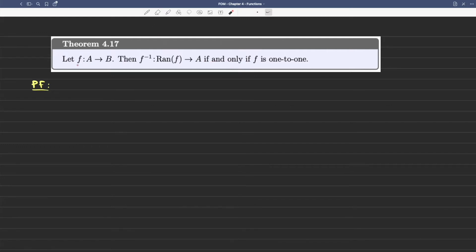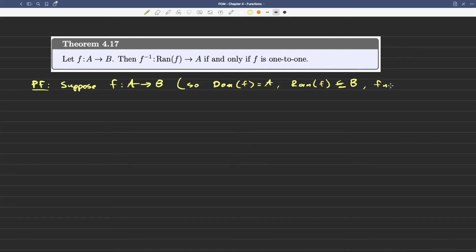We have a global hypothesis here. So let's assume that at the very beginning. So suppose f is a function from a to b. So we know that the domain of f is equal to a. The range of f is contained in b. And we have the function property. Now let's prove the forward implication.